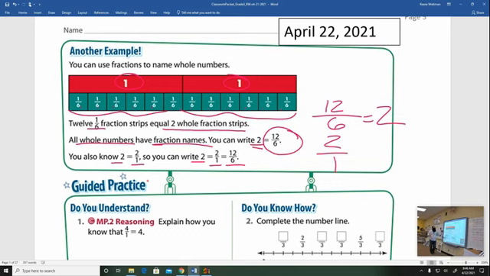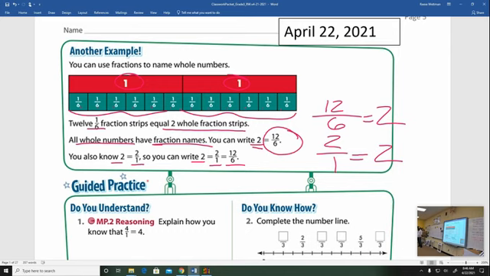2 over 1 is also a fraction name for 2. Why though? Look at it as a division problem. What is 2 divided by 1? Yeah. That's right, exactly right. 2 divided by 1 is also 2, which means that another fraction name for 2 as a whole number is 2 over 1. 12 over 6 also works.